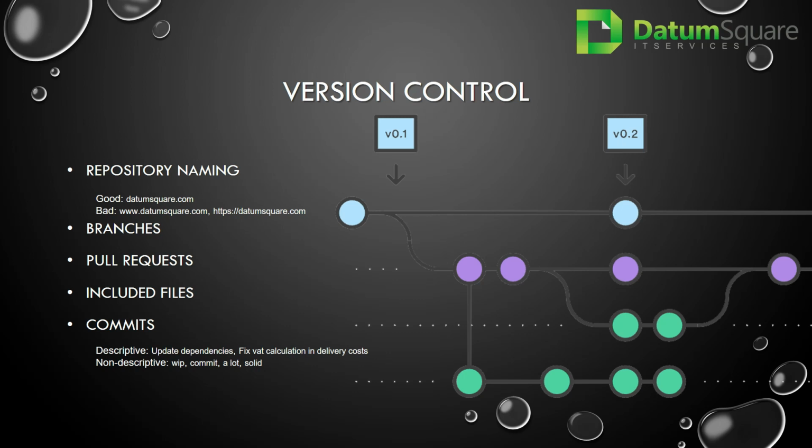So, last for the version control system topic, we have commits. Commits must be granular and descriptive commit messages are required. A commit message with less than 3 words is likely an indication that the message is not descriptive, while a message longer than 10 words may indicate that commits are not granular enough.